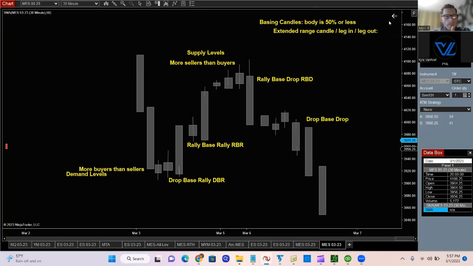Okay. Range real quick. The range is everything between the wicks. So in this case, this candle runs from here to here. That's the range of that candle. So if anybody's talking about range, this is what they're talking about.